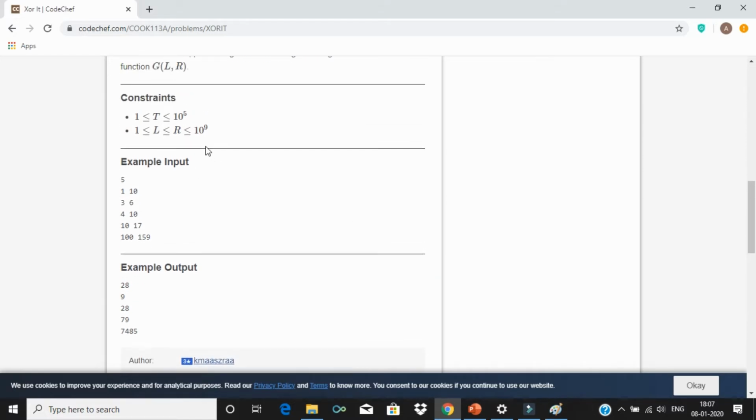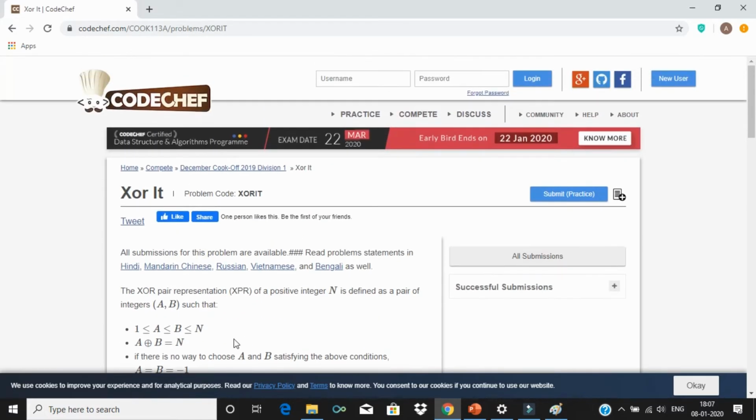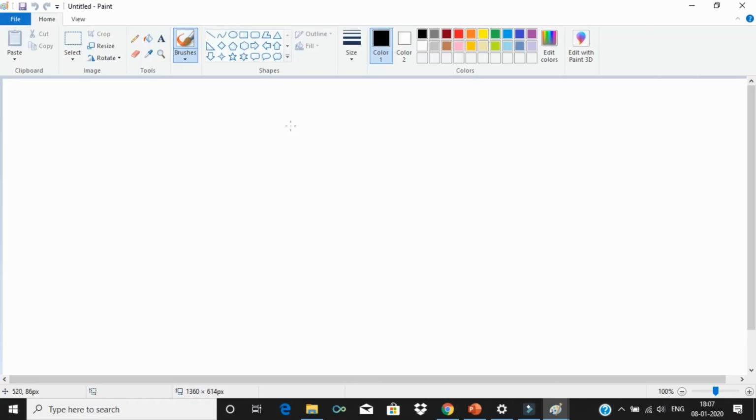Alright, so let us make the logic for solving this problem. As you know, the problem says that A XOR B must be equal to N, and A and B lie in the range 1 to N.